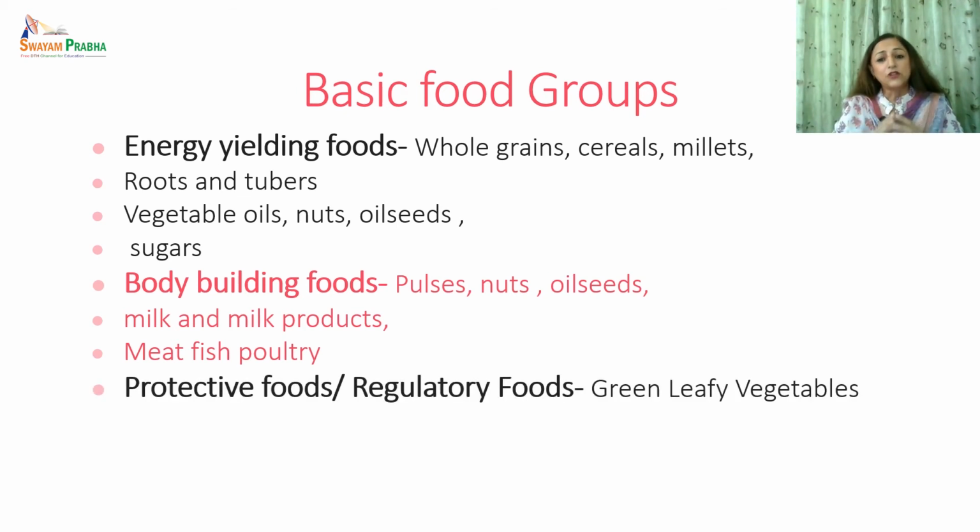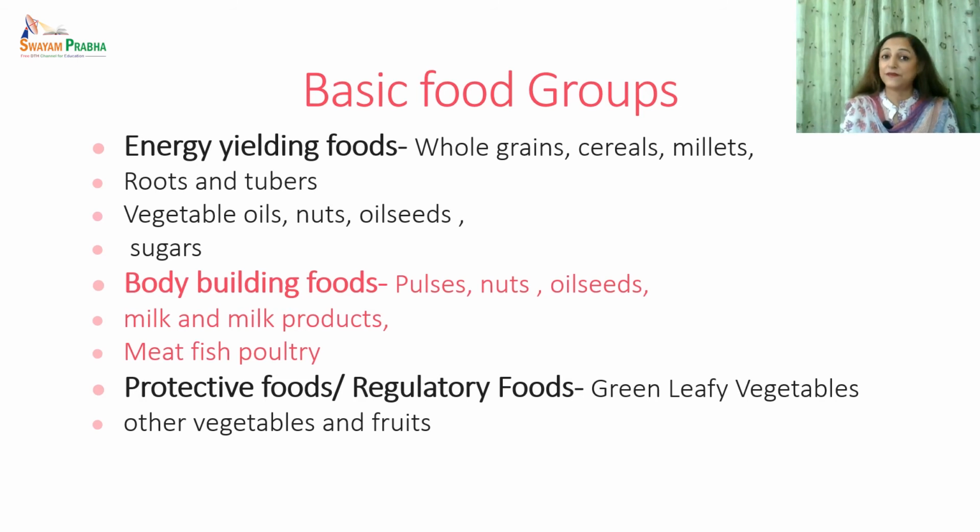Including protective foods and regulatory foods is also very important, because this type of food includes many vitamins and minerals, and they are helpful in preventing many diseases and improving our immune response. This type of protective or regulatory food can be found in some categories of food items. For example, green leafy vegetables. Second is other vegetables and fruits.